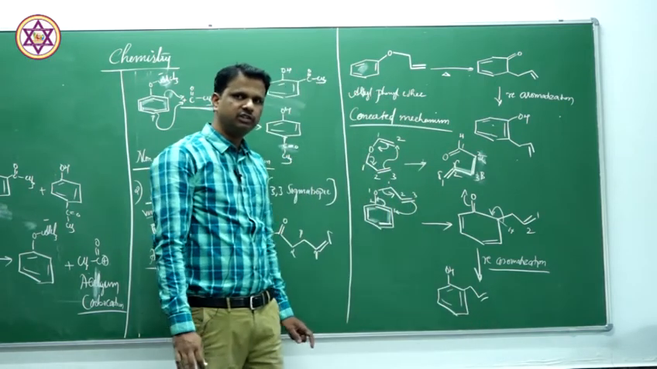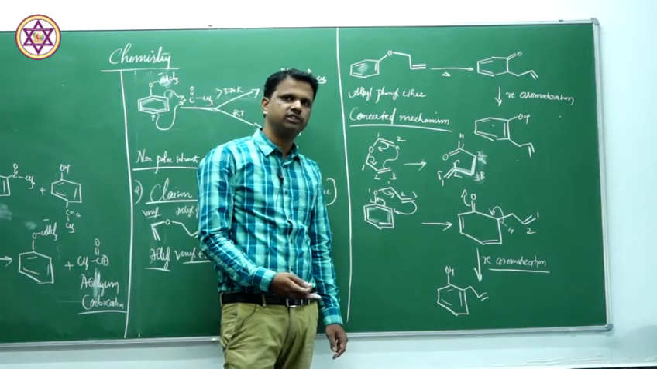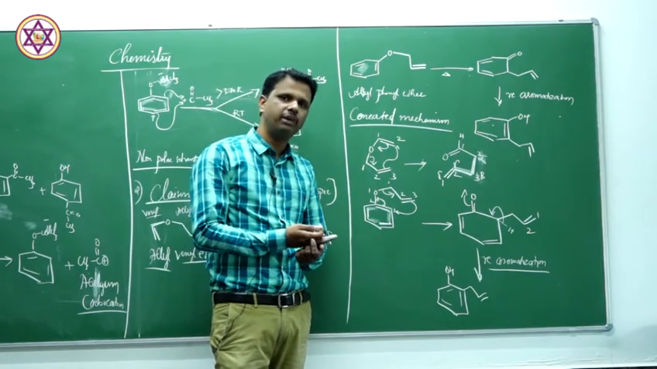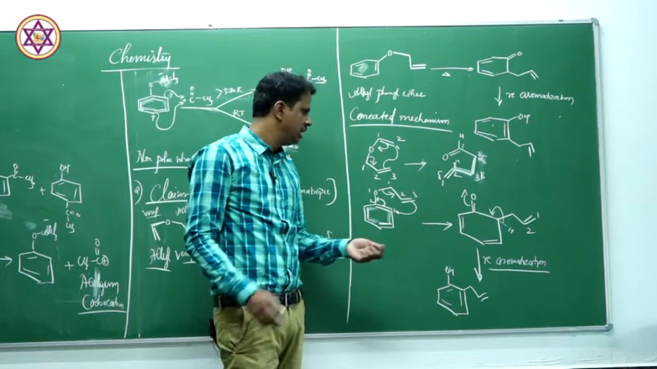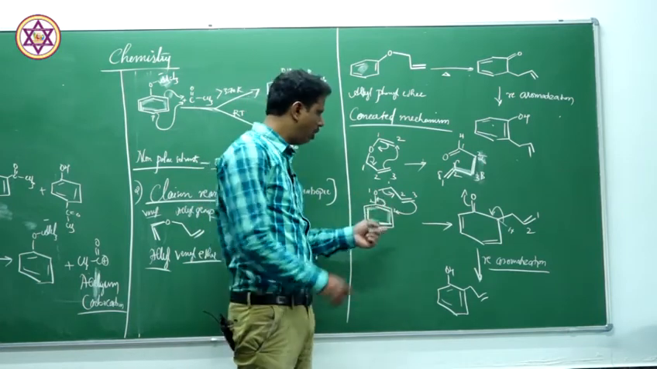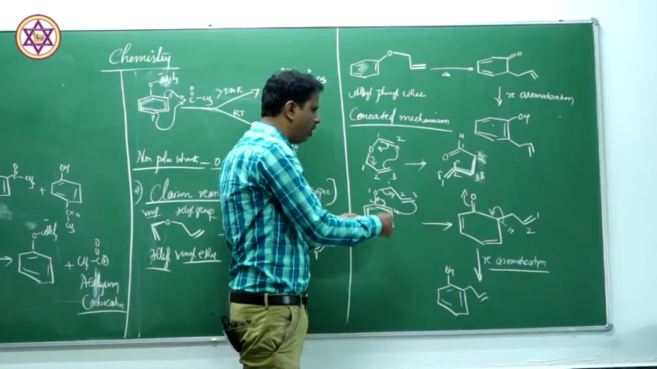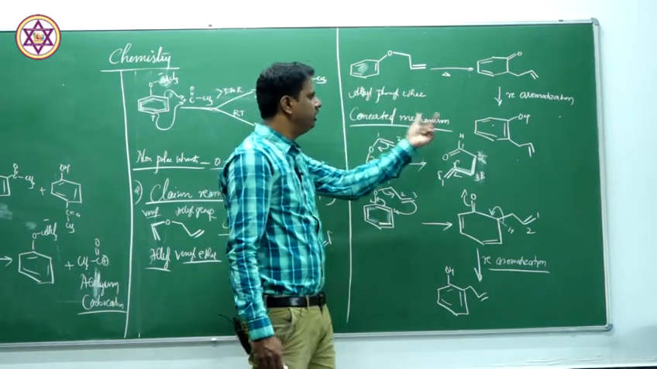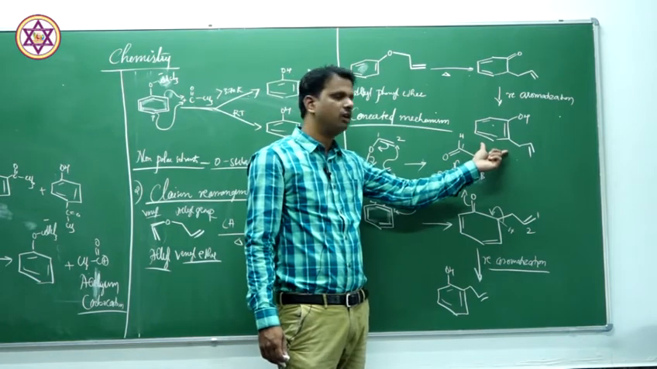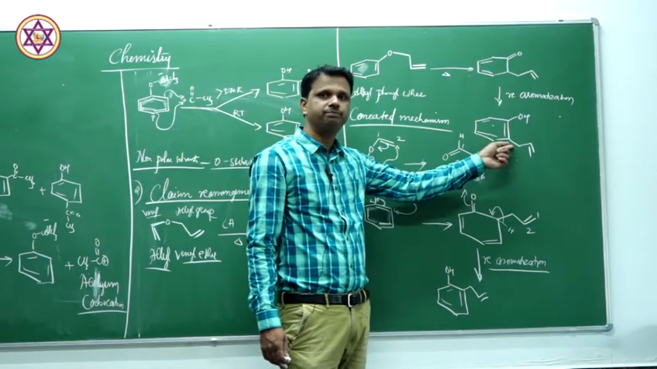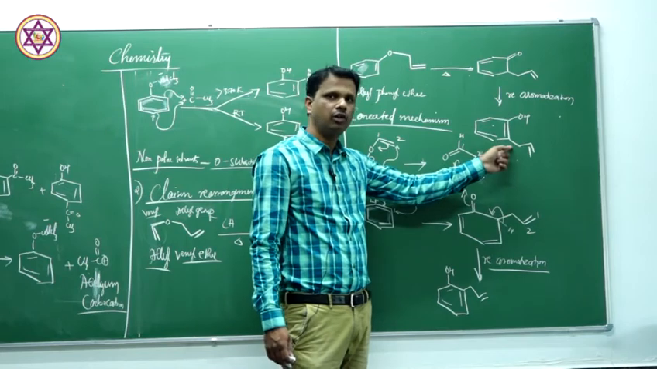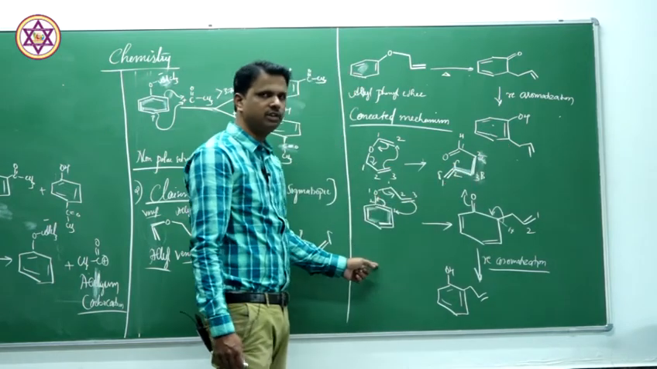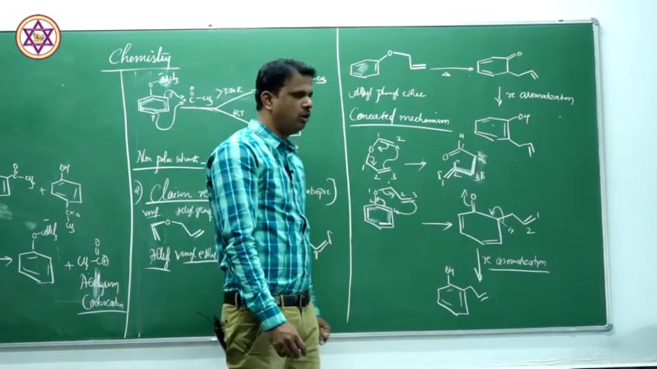So Claisen reaction is a 3, 3 sigmatropic reaction. It follows the concerted mechanism, single step process, and the bond formation, the breaking and making of the bond takes place simultaneously. The allyl phenyl ether is converted into ortho-allyl phenol. Ortho-allyl phenol. Okay, that is about Claisen rearrangement. We'll move on to the next section.